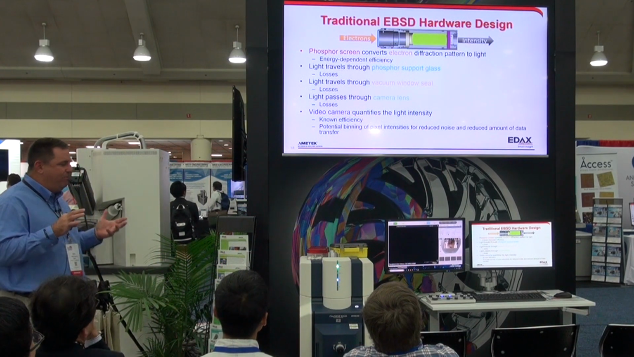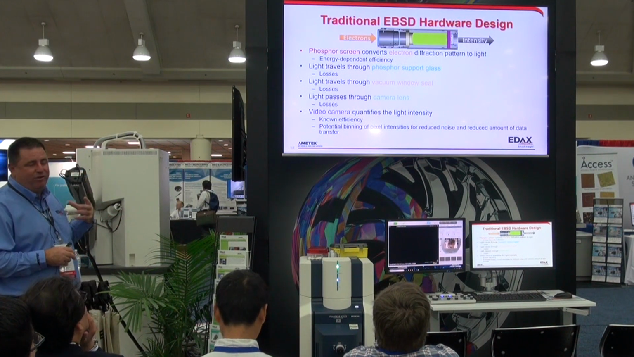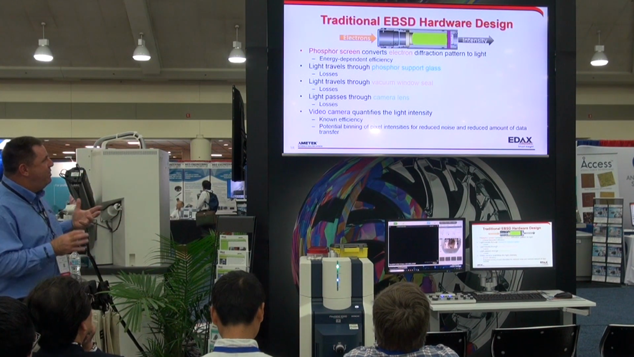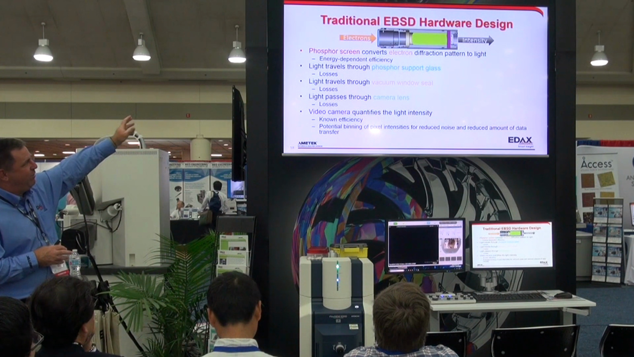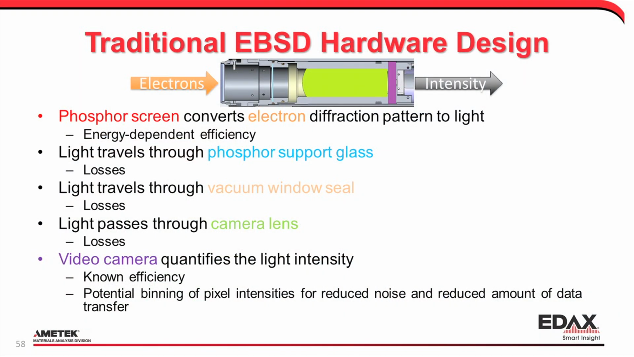So that's our velocity camera and what I'd call our traditional hardware design. So with this, again, remember we have a number of different components. We have a phosphor screen that converts the electrons to light. It's important for us as we develop technology to realize that phosphor efficiency is energy dependent. And then the light travels through the glass, travels through a vacuum seal, travels through a lens. There are losses involved along each step of that. And then these sensors, there have been improvements in sensitivity and noise, but there are losses. There's only a certain amount of efficiency that's built into the sensor.